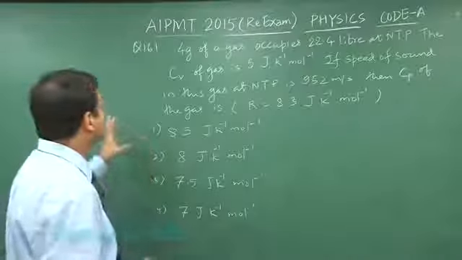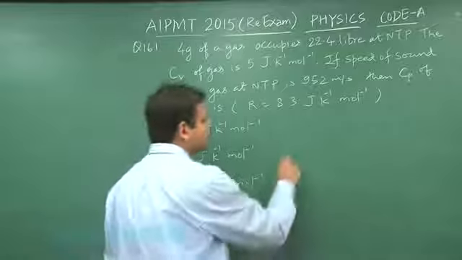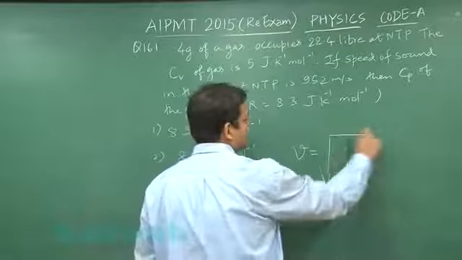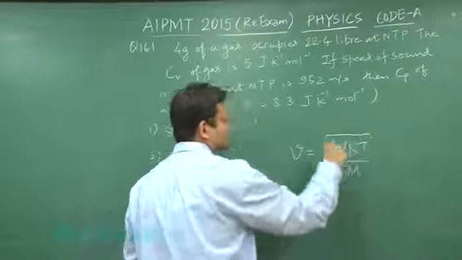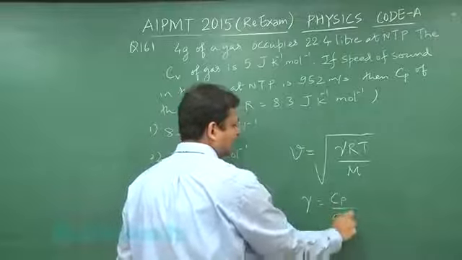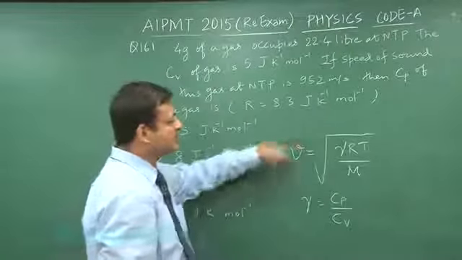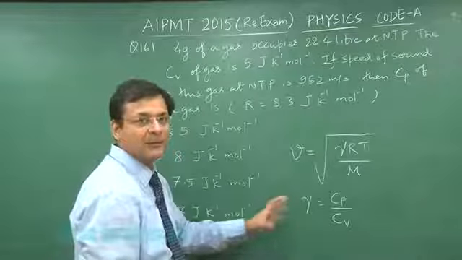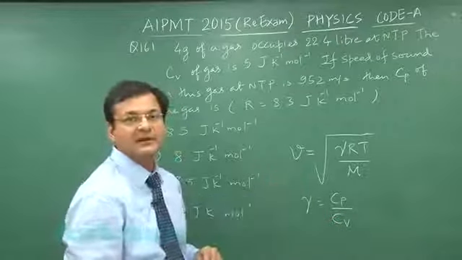Now this question 161 is related to the speed of sound in a gas. You have the standard formula: speed of sound in a gas V is equal to under root gamma RT by M. And now see, this gamma is basically Cp by Cv. You understand? Here in this question you are supposed to calculate the value of Cp. So using this equation you have to first calculate the value of gamma, and then if you substitute into this equation, you will be getting the value of Cp.